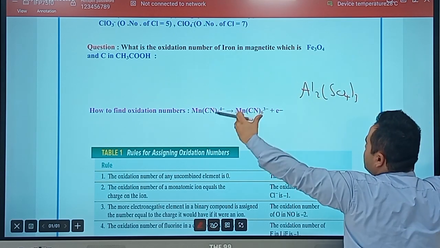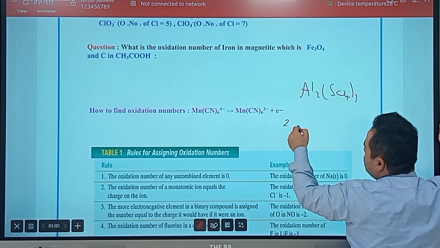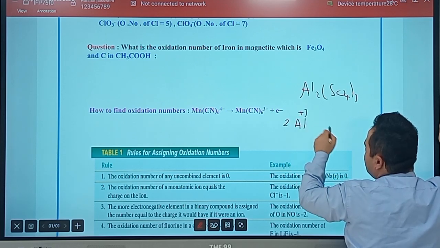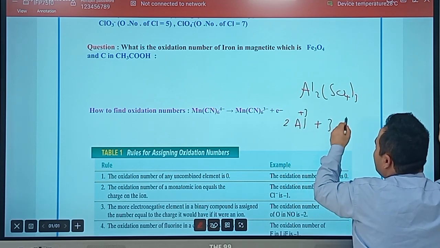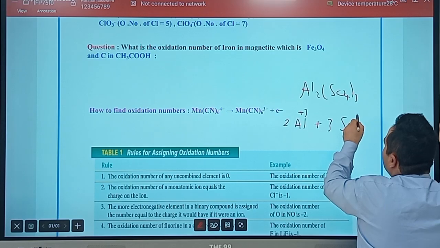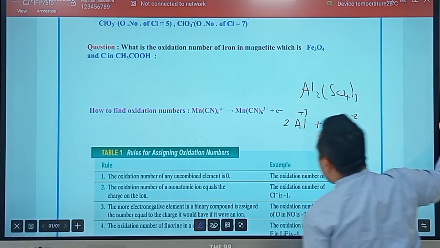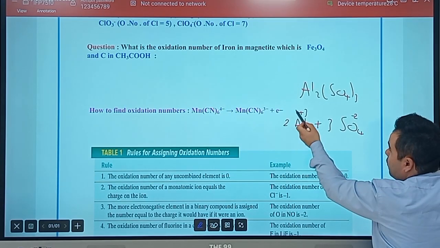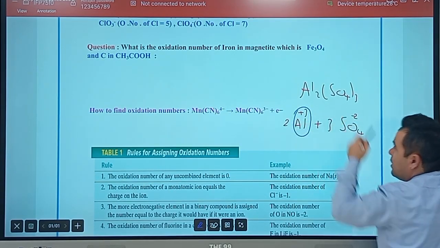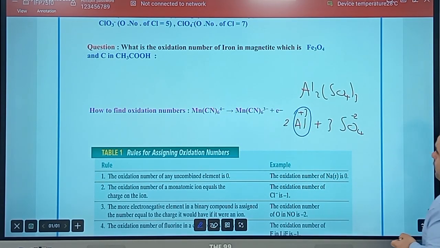Let us dissociate this. You'll get 2Al³⁺ plus 3SO₄²⁻. In counting the oxidation number, it's obvious that the oxidation number of aluminum here is positive 3.